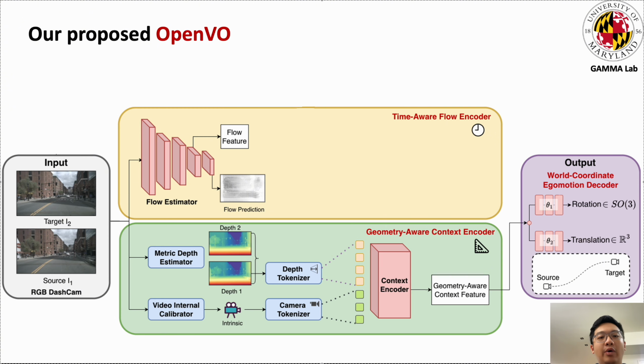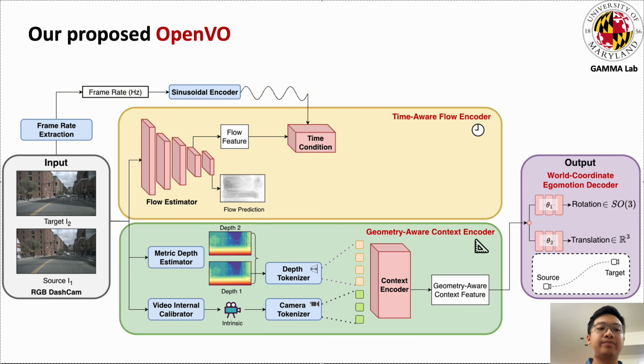For the time-aware flow encoder, we employ a pre-trained MASt3R flow net encoder to extract the pixel displacement field from a pair of image frames. From its intermediate layer, we obtain both the displacement map, representing the horizontal and vertical displacement, and the correlation feature, which encodes the dense 2D correspondences between the two images. To incorporate temporal information into the flow feature, we extract the frame rate from the video and map it to the time gap representation.